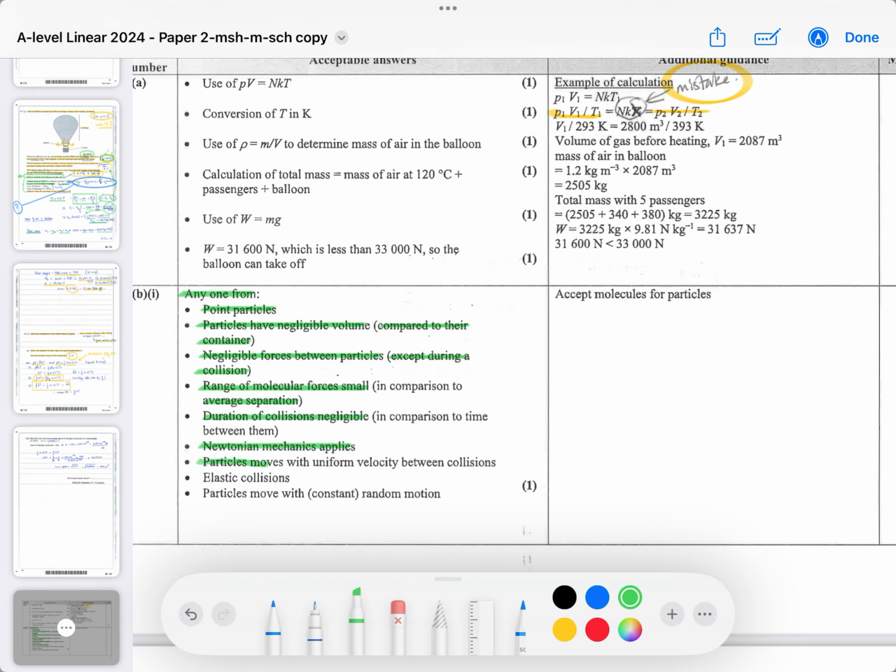And particles move with uniform velocity between collisions, because obviously there are no other forces involved, because we're ignoring the forces, and we can assume for once that the collisions are elastic, and the particles move with constant random motion. So any of these points will get you the mark. So you need to know these in your revision.